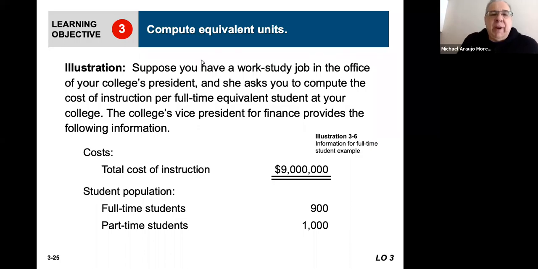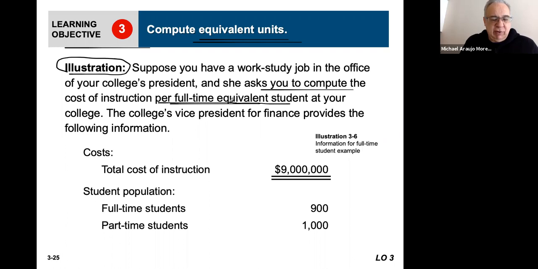Back to our PowerPoint. Now we're going to learn about something called equivalent units. This is very important. It is the purpose of Objective 3 to learn about that and learn how to compute them. So first, let's start with an illustration so you can understand what that is. Suppose you work in the office of the college president at a work-study job, and she asks you to compute the cost of instruction per full-time equivalent student at your college.